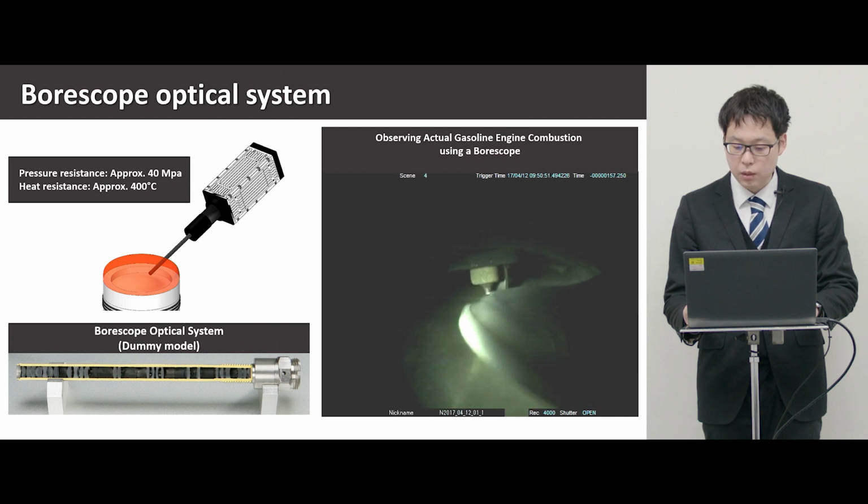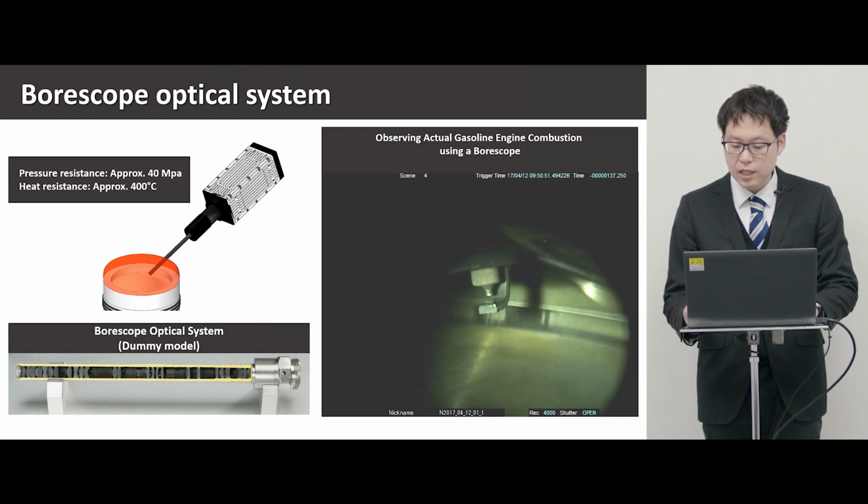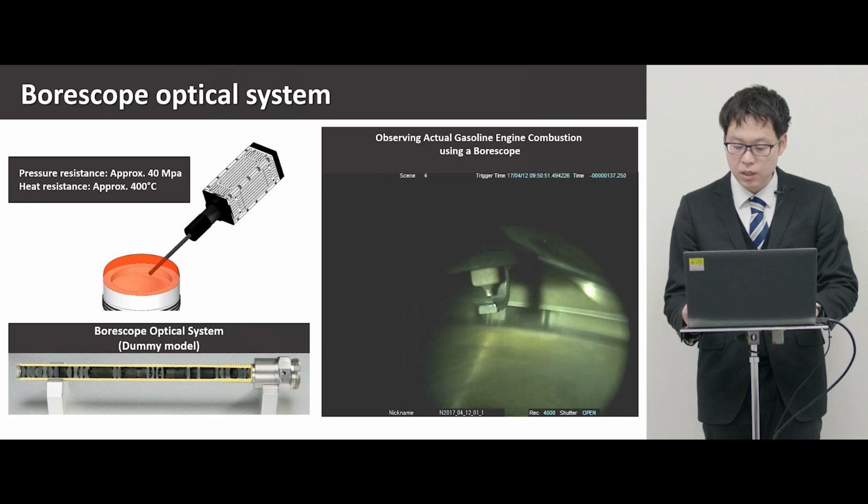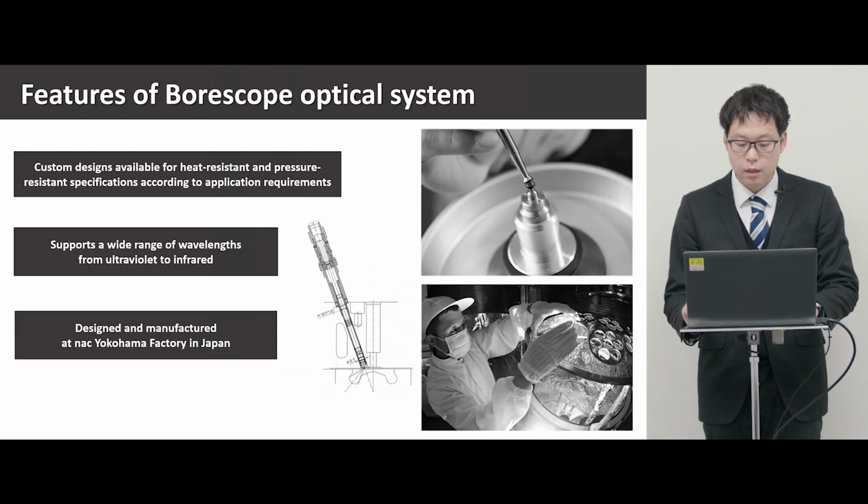While its purpose differs from plasma imaging, a custom-made borescope can also be manufactured. It has become an essential tool for visual measurement inside actual engine cylinders. Key features of our borescope include a custom design for heat-resistant and pressure-resistant applications, and compatibility across a broad wavelength range from ultraviolet to infrared. It is a domestic product, machined and manufactured at the Yokohama factory.